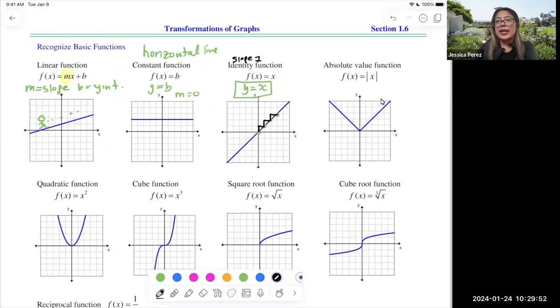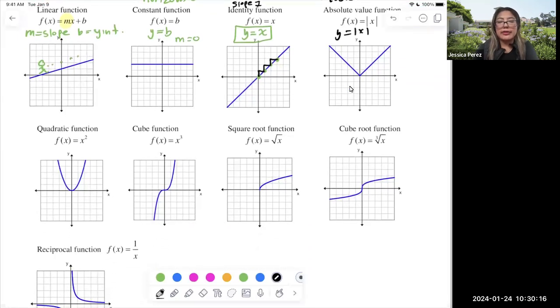4, and so on. We have the absolute value function that looks like a V. And why does it look like a V? Because we know that the y value is always going to be greater than 0. That's why it's above the x-axis.